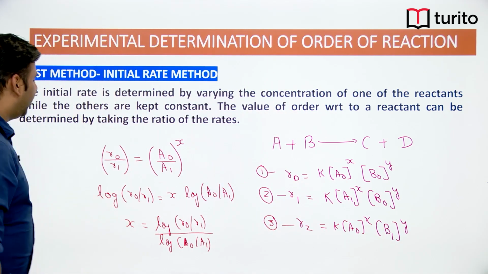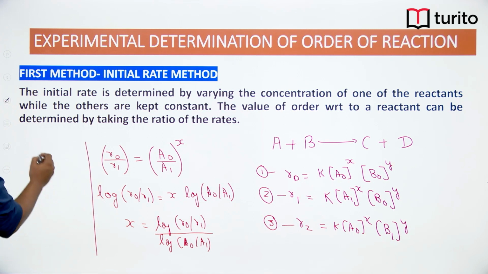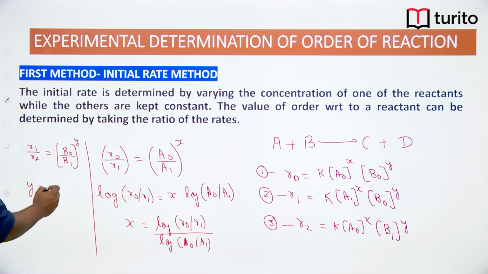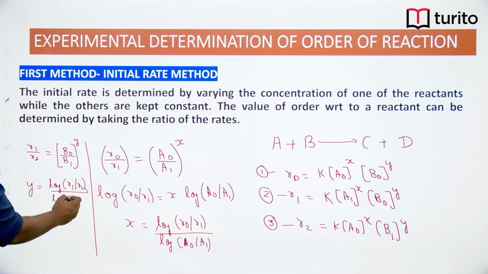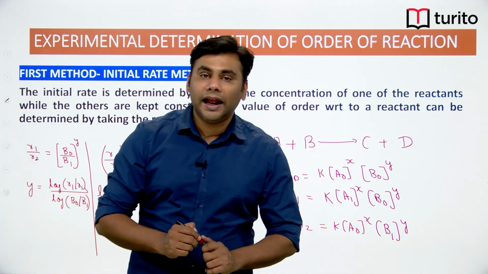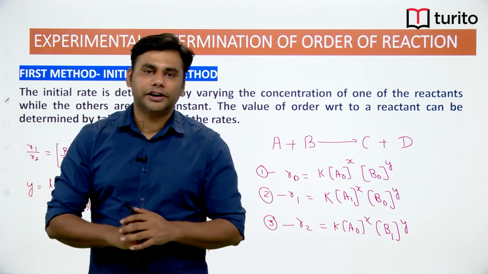So if you divide R1 by R2, you will get B naught upon B1 raised to the power Y. In a similar manner, Y can also be found out by using this expression. In this way we are going to find X and Y, which are the order with respect to A and the order with respect to B.